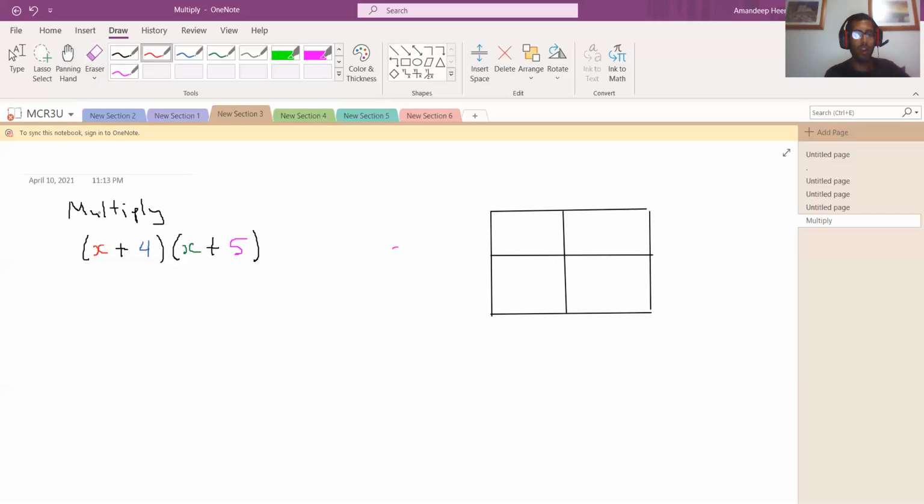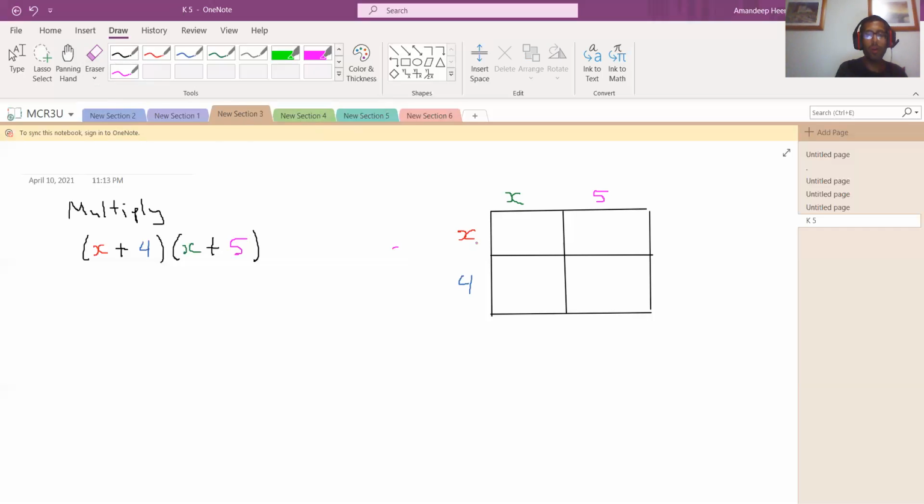So here you see this red x. I'm going to put it here. And this blue 4, I'm going to put it here. So the x and the 4. Now let's look at this one. I'm going to put my green x here, and I'm going to put my 5 here. Now what we're going to do is multiply the two.